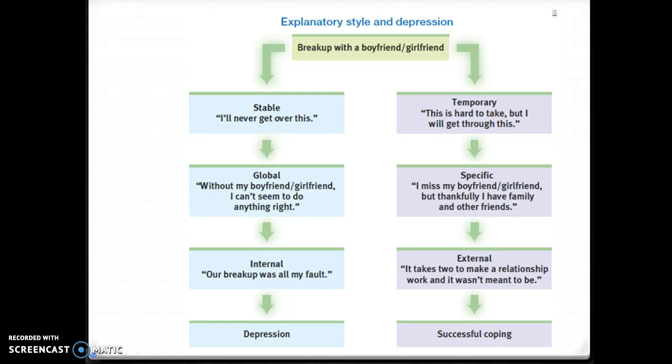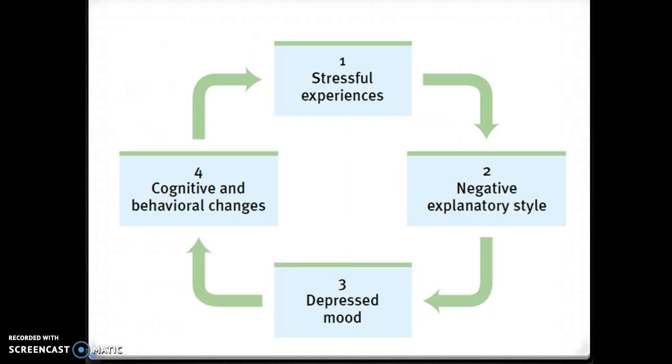So if the person is answering in that left column, that can lead to depression. Right column leads to successful coping. And that idea of depression is a cycle. If a stressful experience is introduced and a person has a negative explanatory style, they can experience that depressed mood and then have cognitive and behavioral changes, which leads to, again, the stressful experience and so on and so forth. So that's the idea of the cycle.